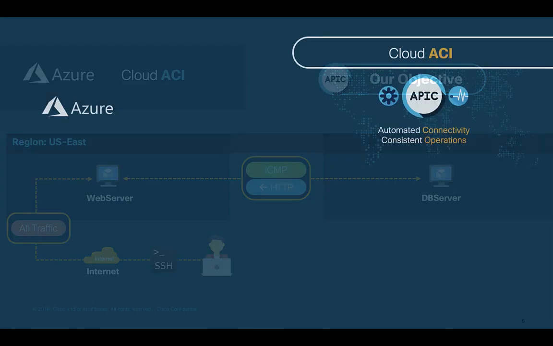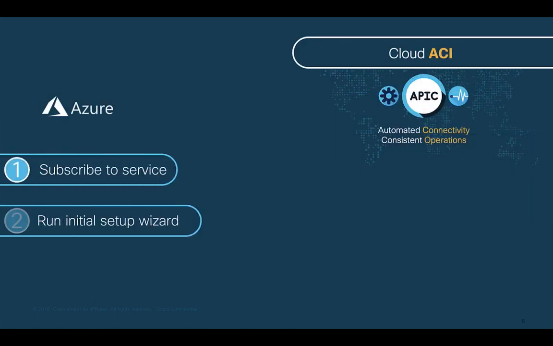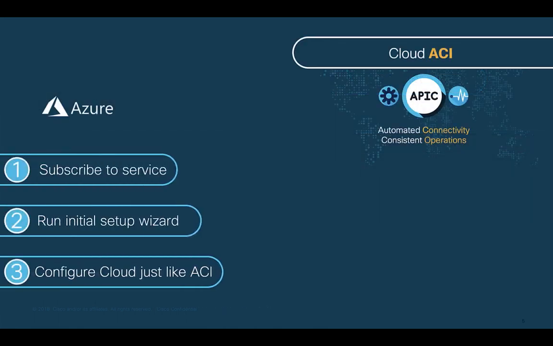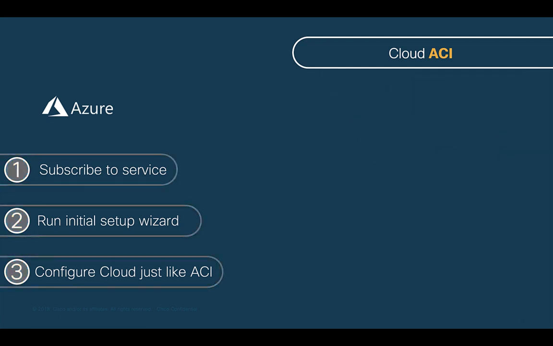We will take three main steps to achieve our goal using Cloud ACI on Azure. 1. We will subscribe to the Cloud APIC service. 2. We will run the initial setup wizard. And 3. We will configure the logical network just as we know it already. I will take you through all these steps to achieve connectivity.